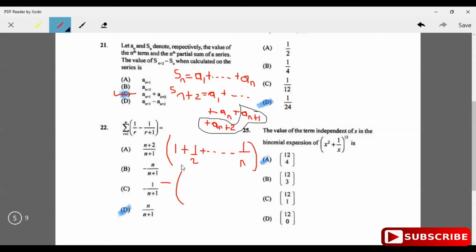We'll plug in r as 1 and get a half, plus then a third, and we continue all the way till we put r as n minus 1, we get 1 over n. And then we put r as n, we get 1 over n plus 1.